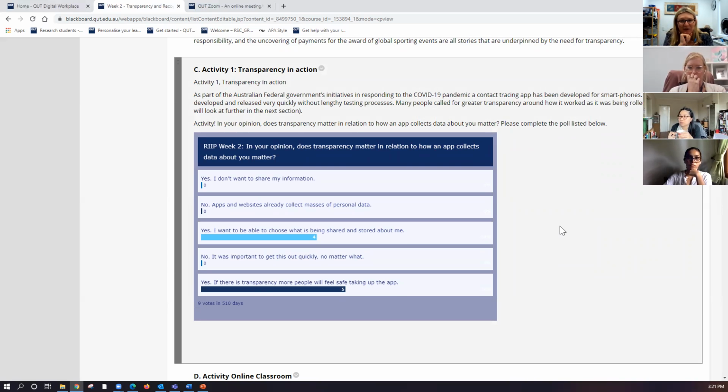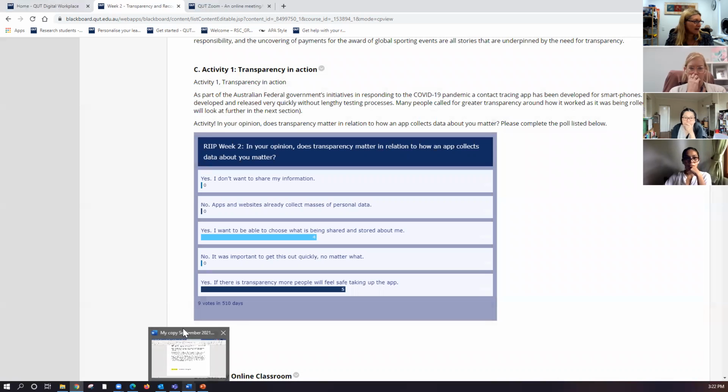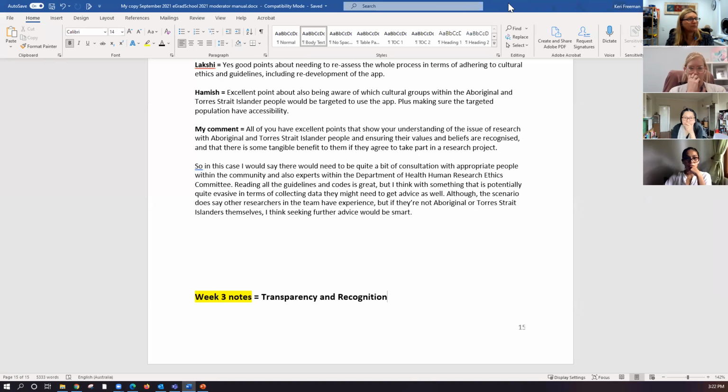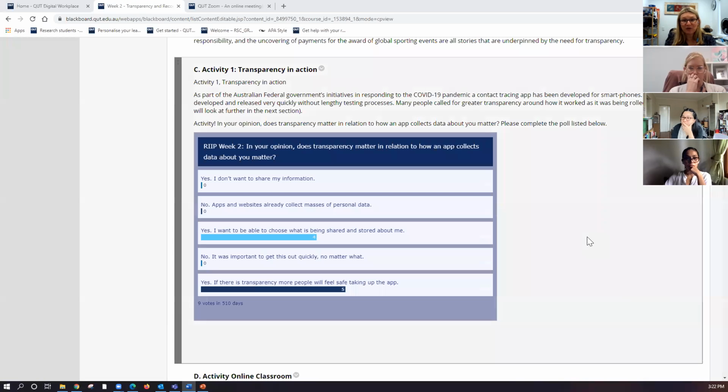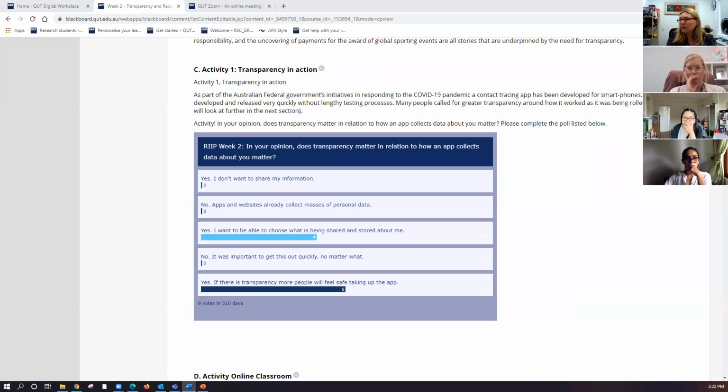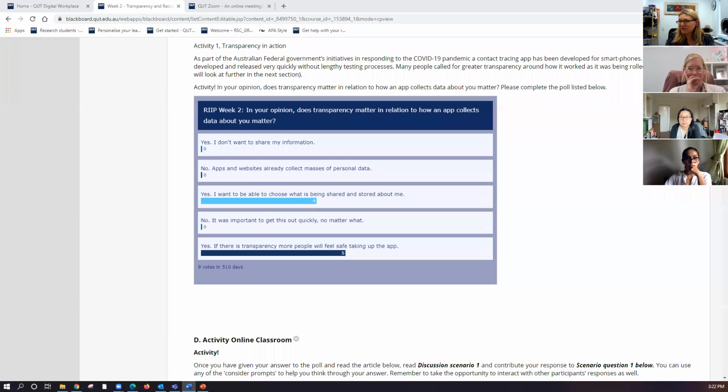So you can see there that the people that filled out the poll said, yes, I want to be able to choose what is being shared and stored for me. Yes, if there is transparency, more people will feel safe taking the app. So nobody really said, no, I'll do anything with the app. That was probably to be expected, as we're all researchers. Anybody disagree? Would you have put something else with the poll? No. Fair enough.